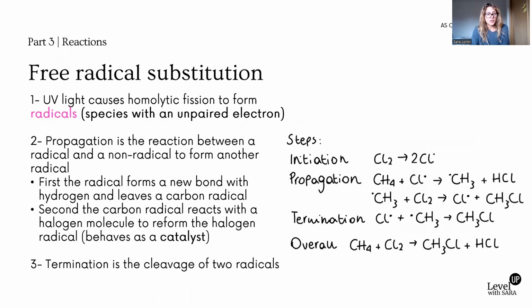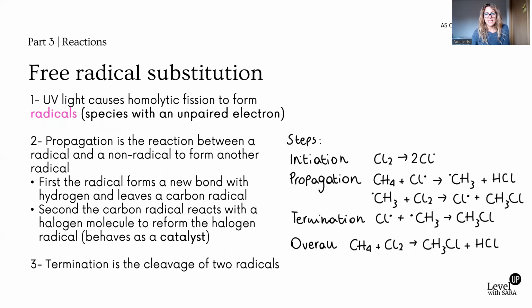Okay, so this mechanism just stands out. In fact, we don't really need to know the movement of the arrows, even though it's helpful. So maybe we will revisit that a little bit. Free radical substitution is a substitution, which means that overall one element will take the place of another. In this case, a halogen takes the place of a hydrogen. And it involves UV light, which causes homolytic fission to form radicals, which are those species with unpaired electrons.